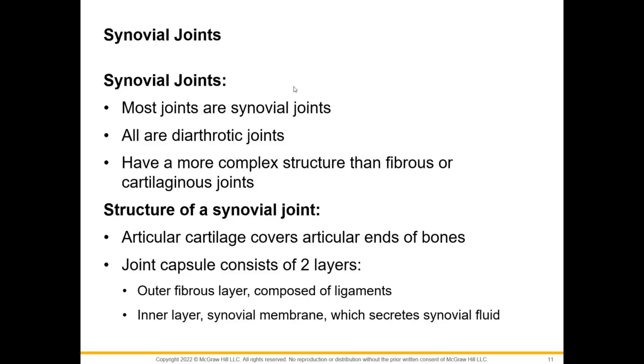So you have an articular cartilage that covers articular ends of your bones, and then you have a joint capsule, which has two layers. You have an outer fibrous layer that's composed of ligaments, and then an inner layer of synovial membrane, which secretes synovial fluid. And the purpose of this is to help with impacts and also reduce friction.